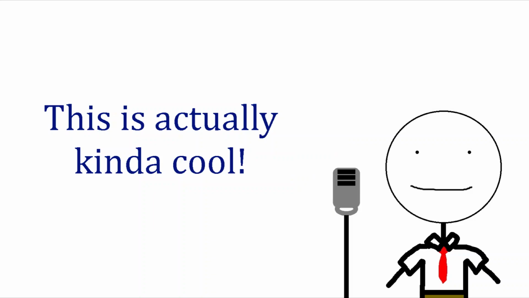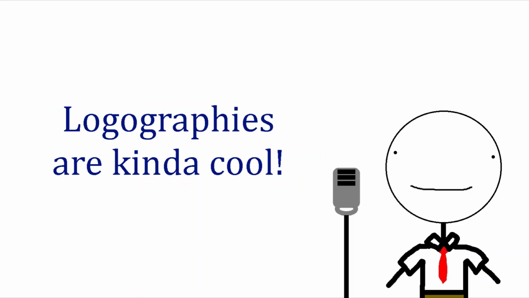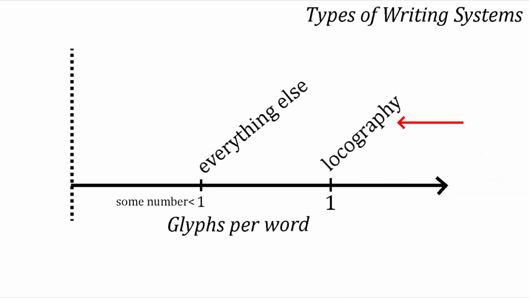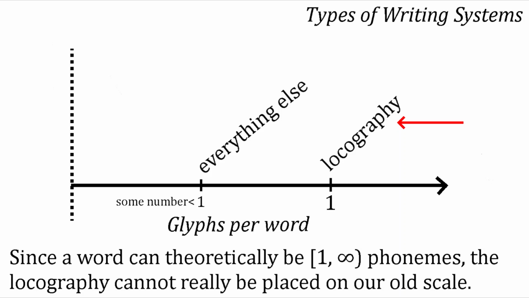Honestly, this has made me appreciate logographies much more, and I didn't even need to have a traumatic brain injury to do such. The locography would have a glyph for word value of 1, which could denote a glyph per phoneme value of 1 or a glyph per phoneme value of 167.